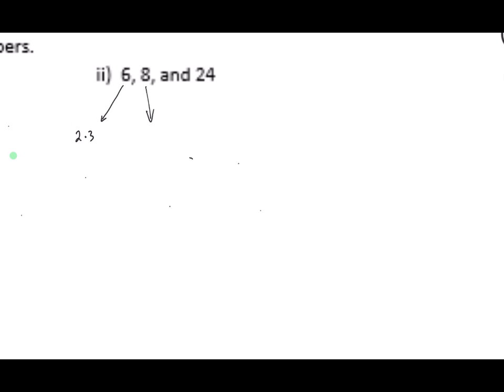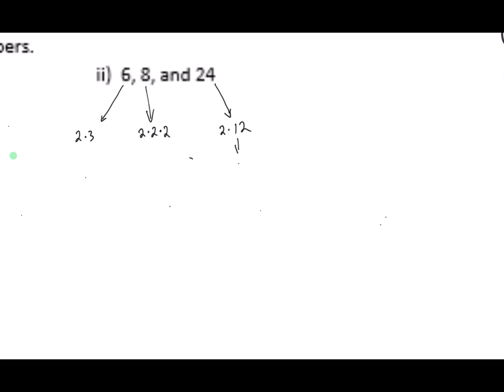Well, 2 divides 8, and then what's left over is 4. So I'm going to divide 4 by 2 again, and then we end up with, yep, that's it, 2 times 2 times 2. Now, the last one here, 24 might be a little bit more difficult, so I might go and say, okay, well, 24 is just 2 times 12.